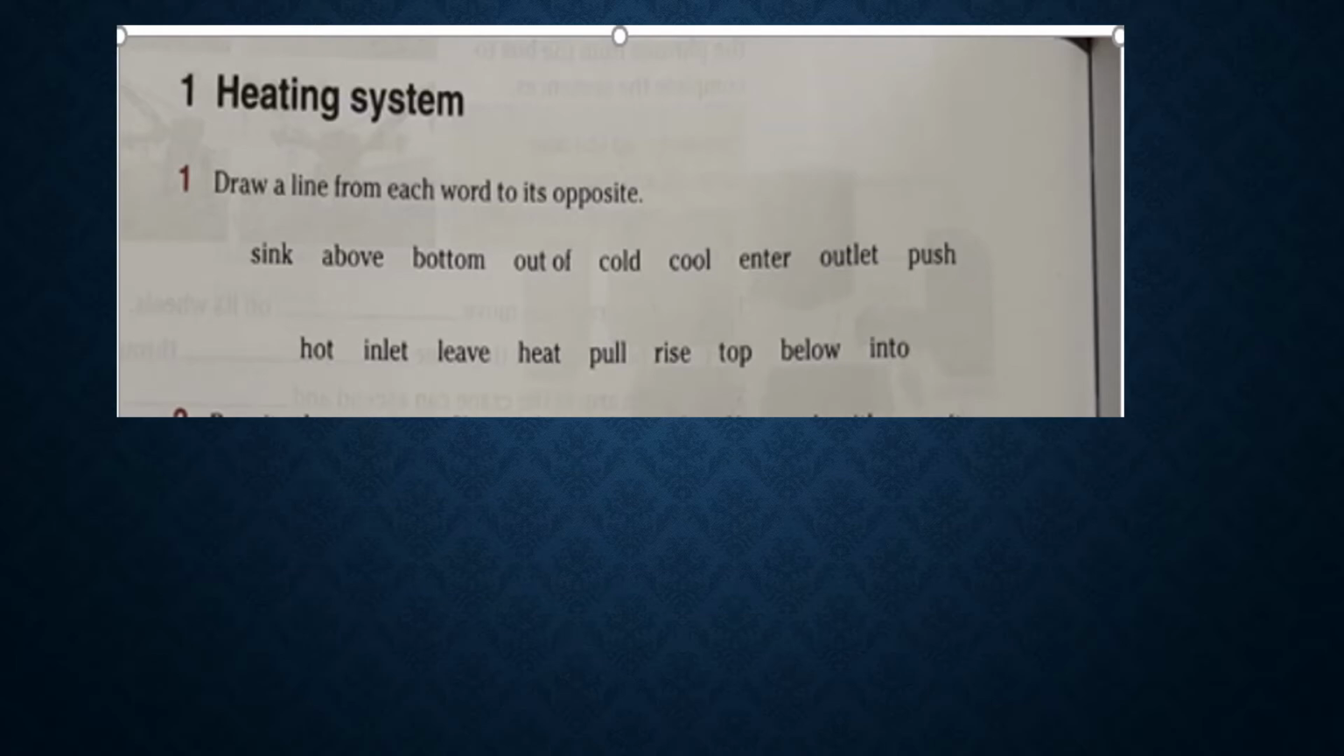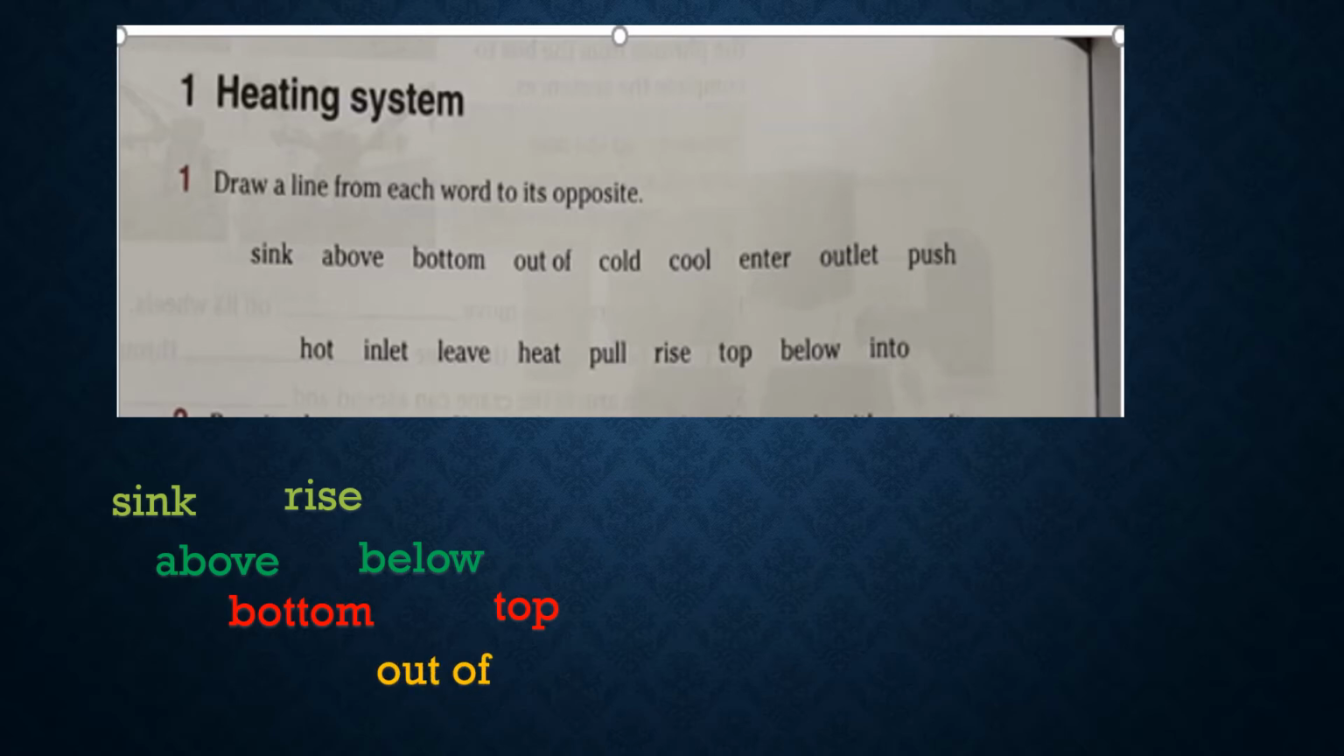Okay, now let's check the answers together. The first word is sink. And what is the opposite? It's rise. Very good. Then above. And the opposite is below. Very good. Next, bottom. The opposite is top. Very good. Next, out of. And the opposite word is into.